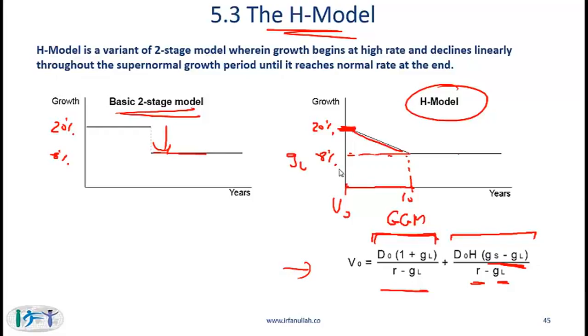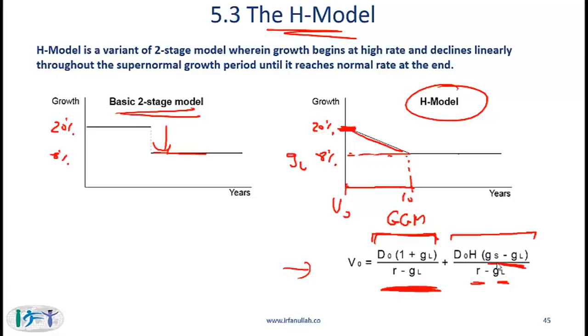So in order to memorize this, just remember that this part of the expression, the left part of the expression, is exactly GGM. The right part is like GGM. The denominator is exactly the same. The numerator has the H. That should be easy to remember because this is the H model. Also, it has a D naught like GGM.